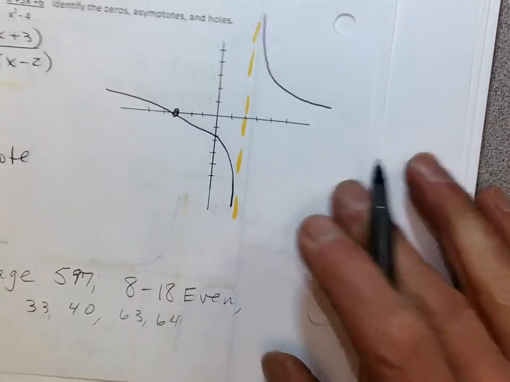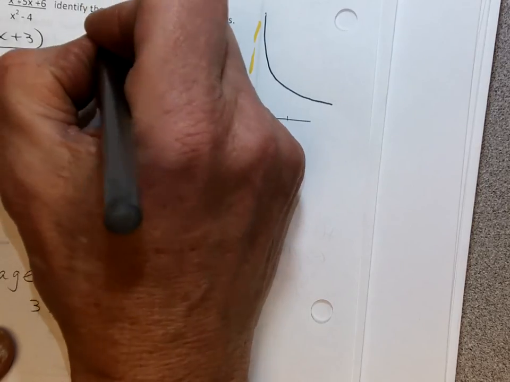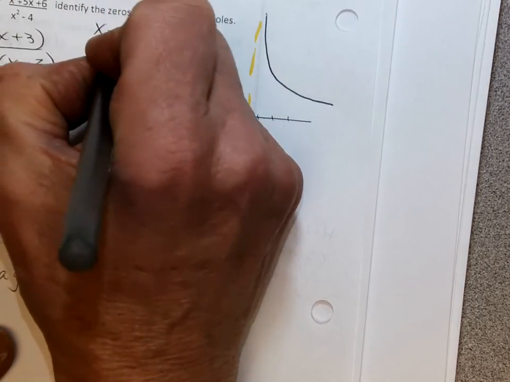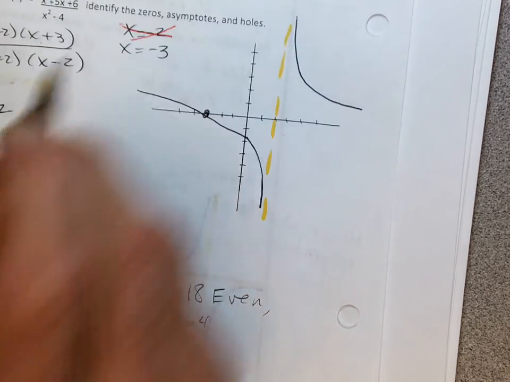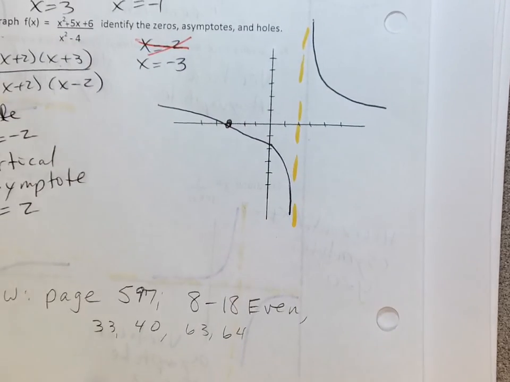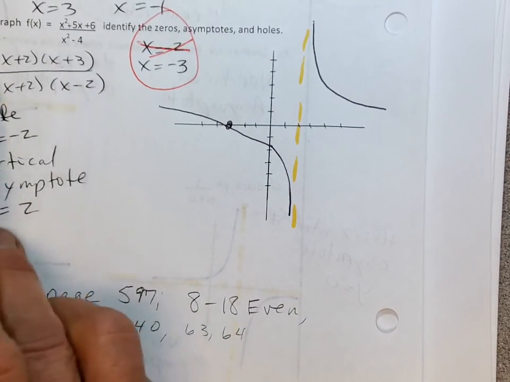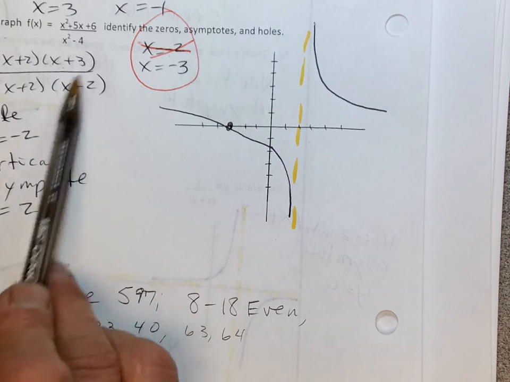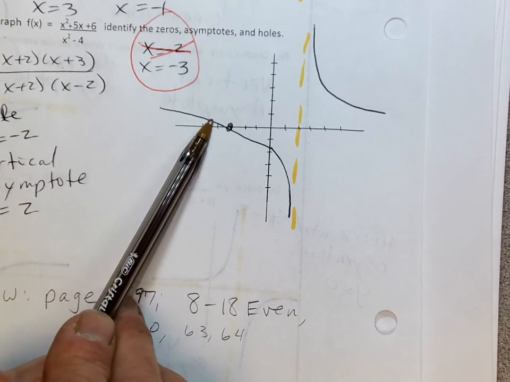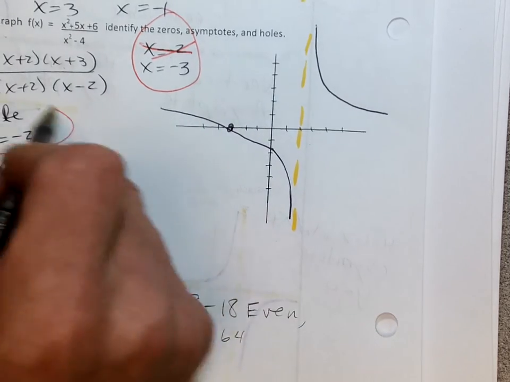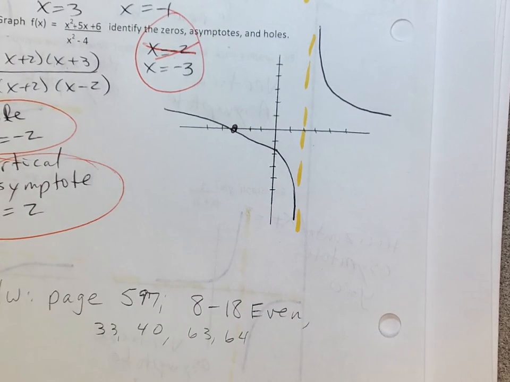All right. So my zeros. X equals negative 2 and x equals negative 3, right? Except we said x cannot equal negative 2, so your zeros are just at negative 3. The zeros come from the top. The zero on the top is negative 2, negative 3. We already said it couldn't be negative 2, so just negative 3. Okay, holes. We have a hole at x equals negative 2. Vertical asymptote is at 2.